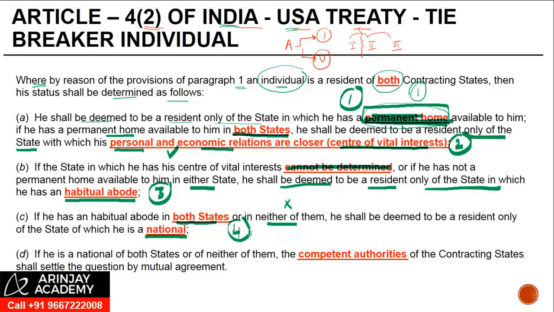At the cost of repetition, I would like to point out again that all these criteria 1, 2, 3, 4 have to be applied in the same order. You cannot first see nationality to see whether he's a resident of India or US. But what if he's a national of both states or neither of them? Then in that case, the competent authorities of the contracting states shall settle the question by mutual agreement.